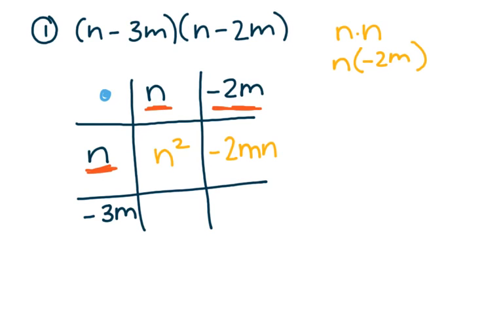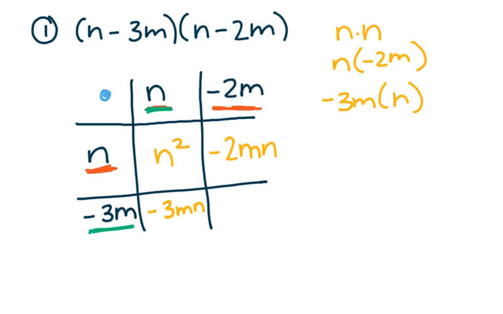I can then go through and take a look at my negative 3m. For that, I'm going to multiply negative 3m times a positive n. From here, if I write that product out, it's a negative 3m times n. Using my rules of multiplying monomials, I get a negative 3mn.